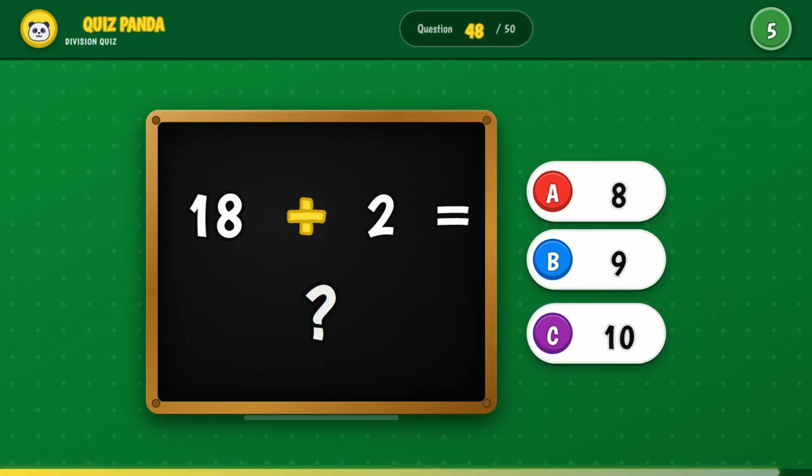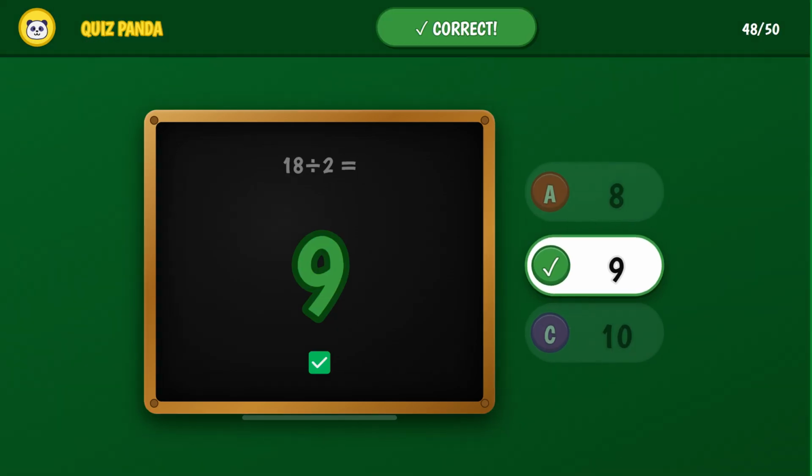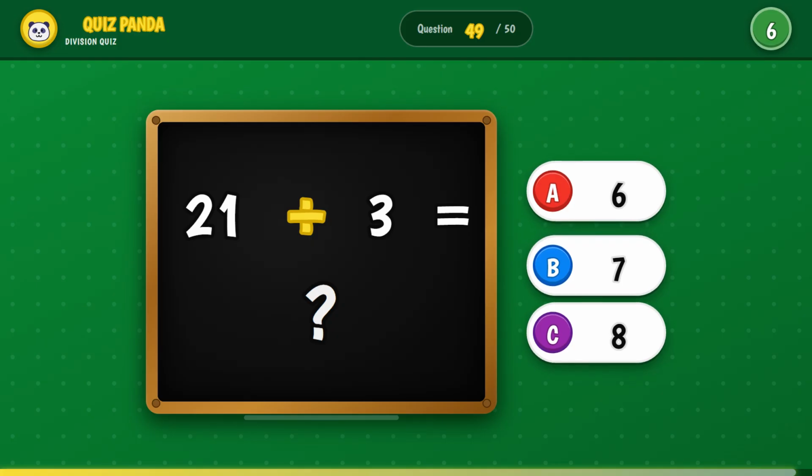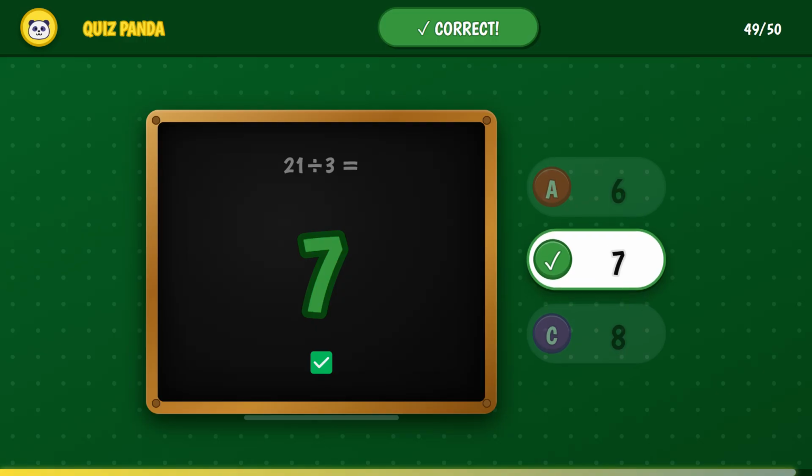Question 48. 18 divided by 2. What's the answer? The correct answer is B, 9. Stay focused. Question 49. What is 21 divided by 3? The correct answer is B, 7.